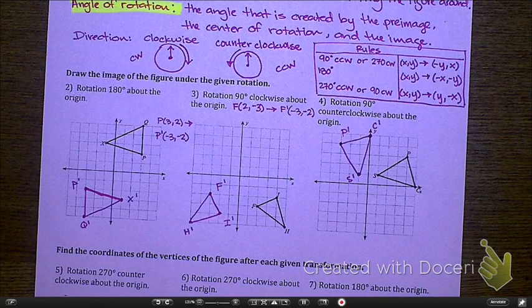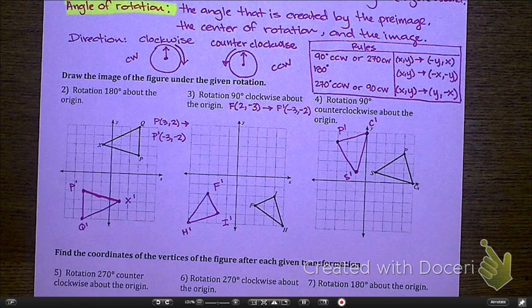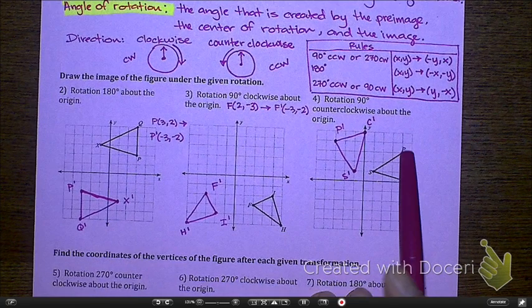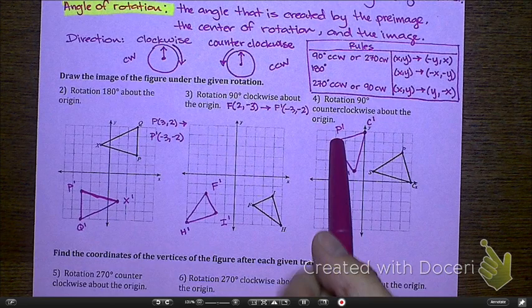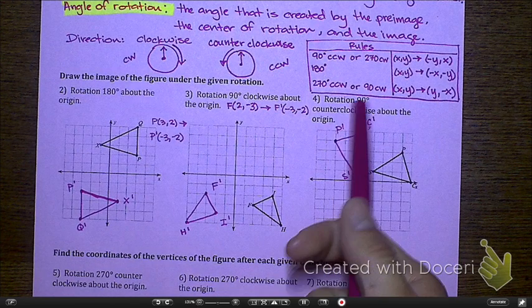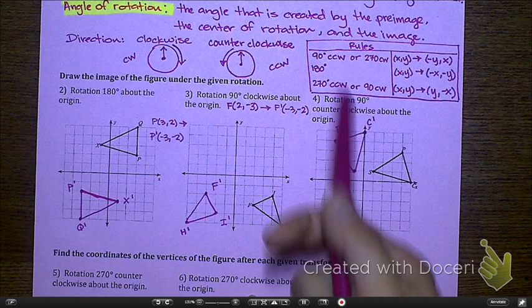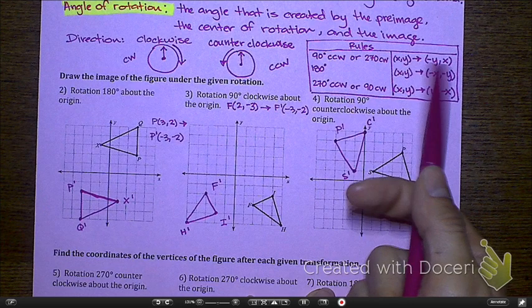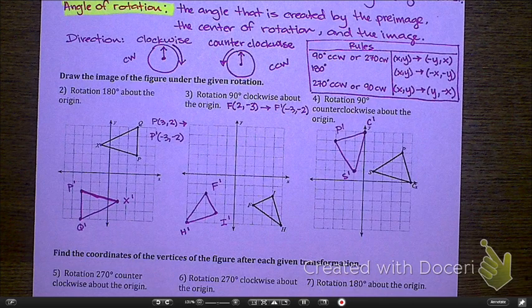So there's my new figure. Now if we check one of these points with one of its primes, and we check the 90 degrees counterclockwise rule, we should get that it's following the rule, right? Does that make sense there? Okay, how are we doing so far on this?